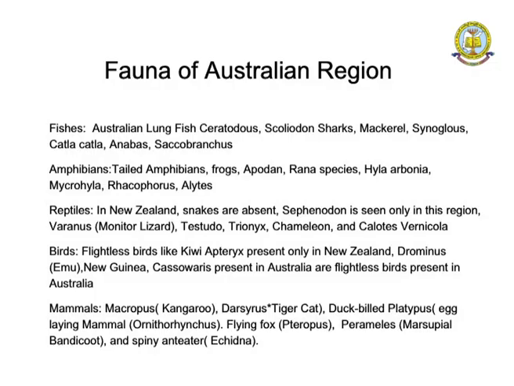Starting from the fishes, we come across the Australian lungfish, which is called ceratodus. Then scoliodons, or the shark fishes. We find mackerel, catla, anabas, sacobranchus. So these fishes are present in this particular region.